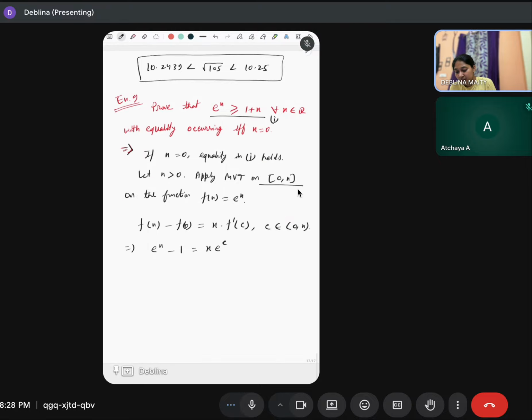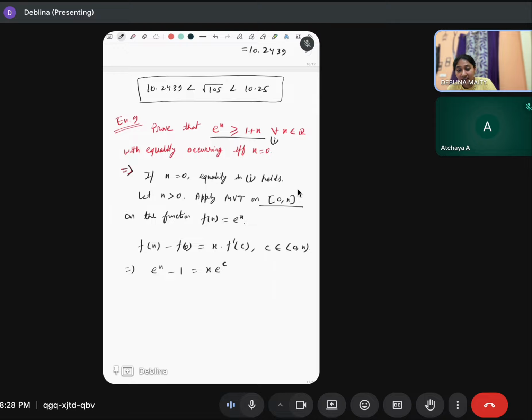Now we have to find that e to the power x is greater than or equal to something. So here we have to find some lower bound of e to the power c. Now c lies where? 0 less than c less than x. Since e to the power x is a monotone increasing function, e to the power 0 is less than e to the power c less than e to the power x. So this is 1 less than e to the power c less than e to the power x. Now we need a lower bound, so we will use this portion.